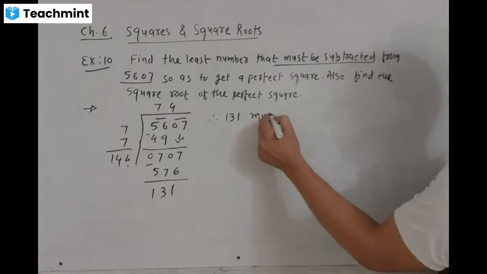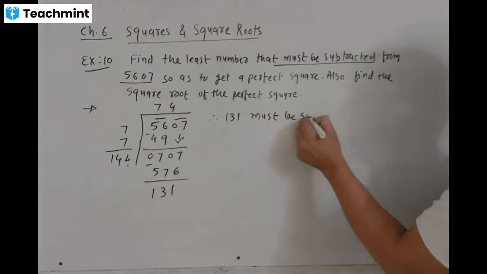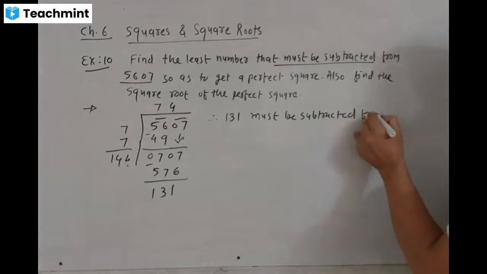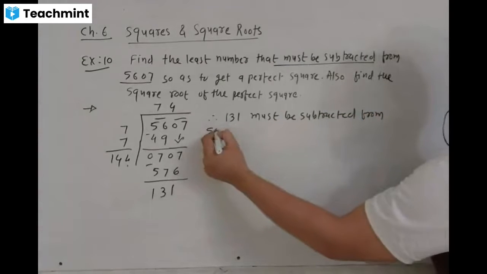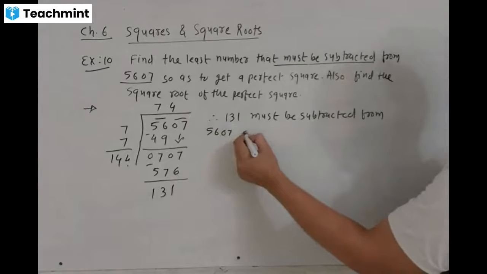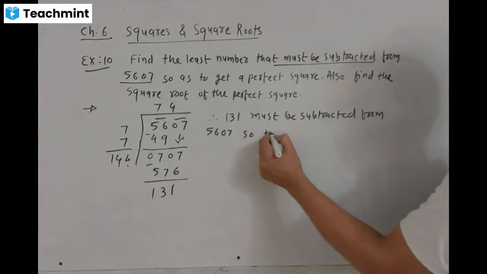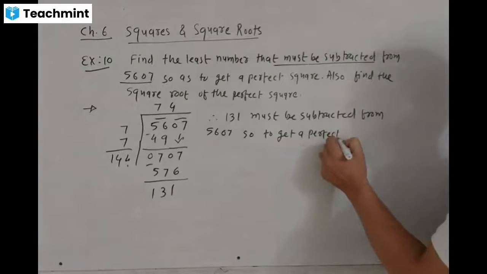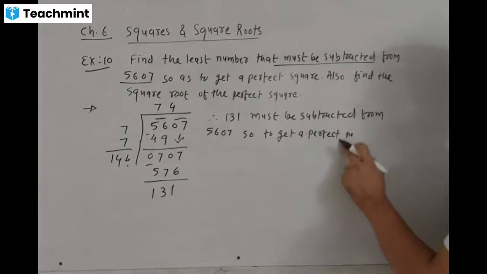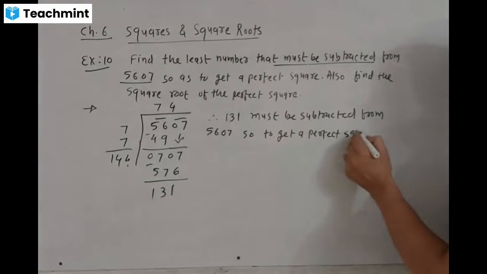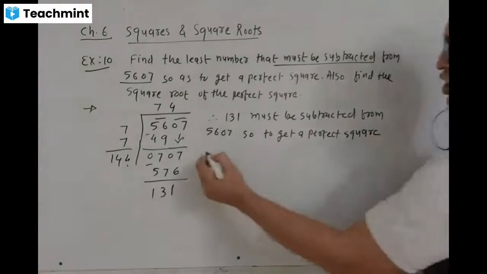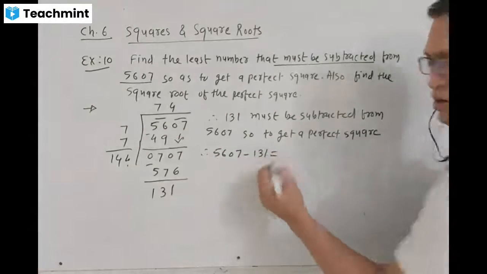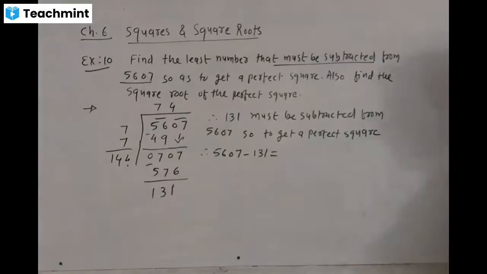must be subtracted from 5607. So to get a perfect square. Which smallest number must be subtracted? 131. Therefore 5607 minus 131.